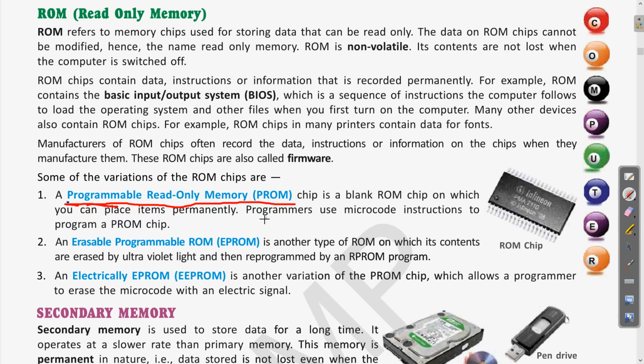So as the name itself says, it is programmable read-only memory. The ROM chip can be programmed once and you can use it again and again. So programmers use microcode instructions to program a PROM chip. Clear? So the programming for the PROM chip is done using microcode instructions. What are microcode instructions? These are the programming of a few microcodes which are very essential for the working of these devices. Only when they are programmed will they be able to control the device.